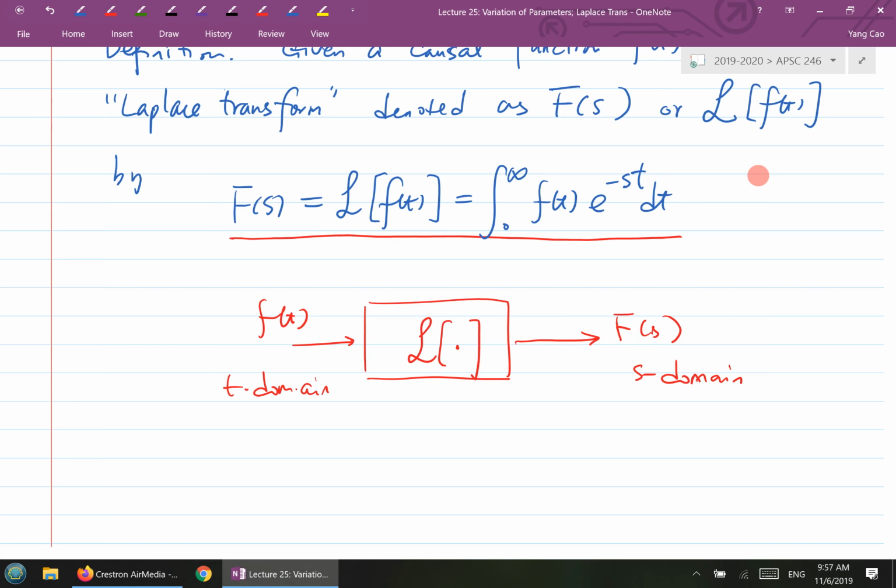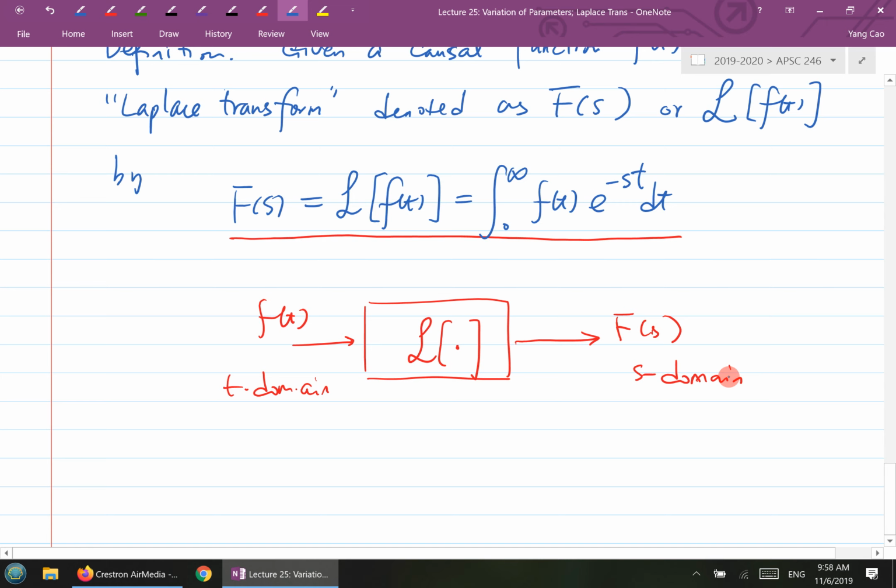Okay. And that's why it's called transform. So the system in here, which is the operator L, transforms your original function of t into a function of s. Now your immediate question is, what's the point of doing that, right? By just looking at this, probably there's really no point of doing this. But later you will see there are so many good things about this.